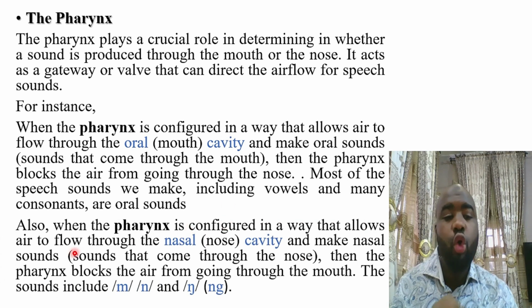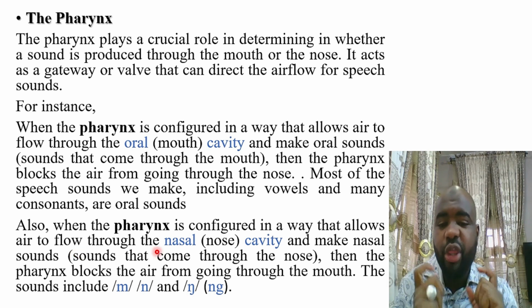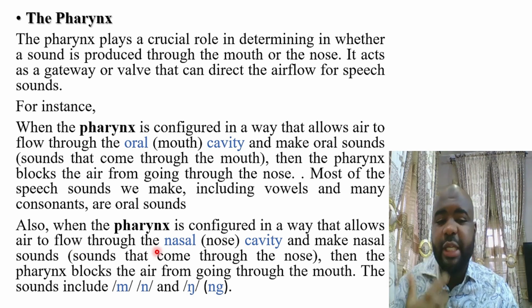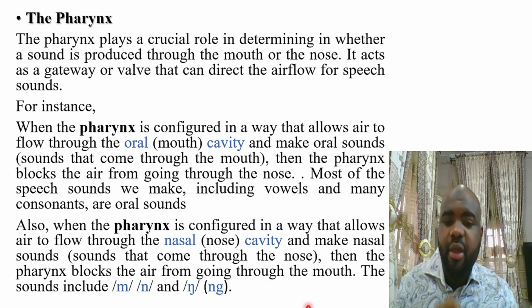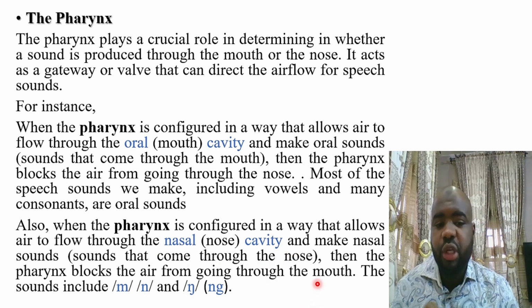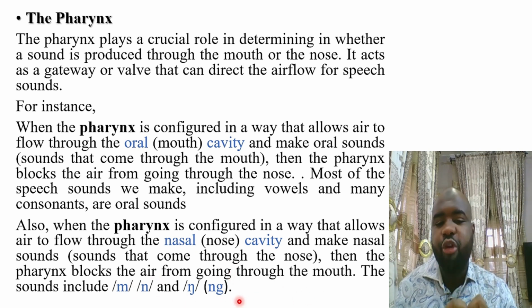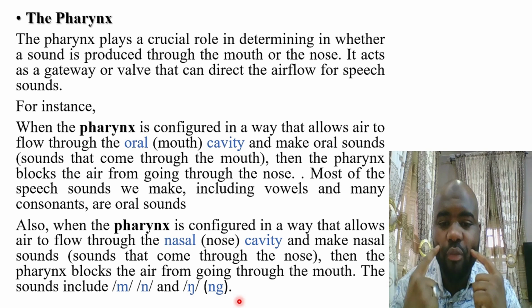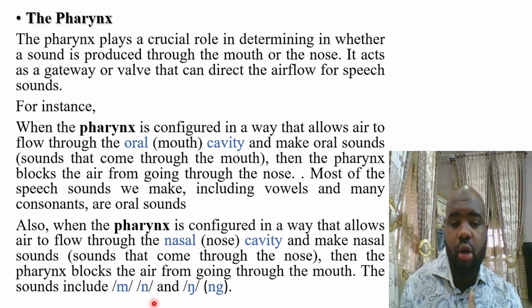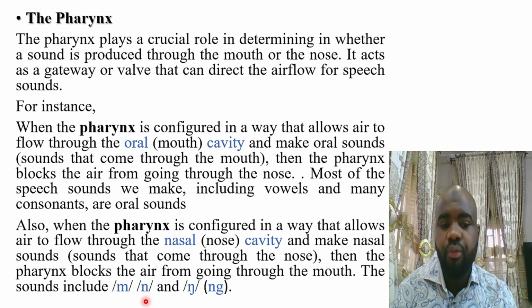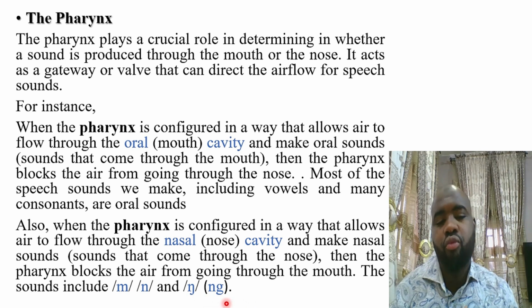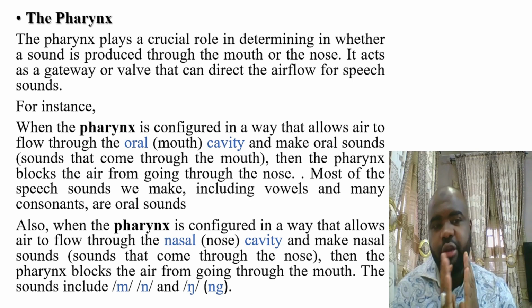Now, when the pharynx is configured in a way that allows air to flow through the nasal cavity, which is the nose, and make nasal sounds that come through the nose, then the pharynx blocks the air from going through the mouth. The sounds include what? Ma sound, na sound, and engma sound. Usually words that end with ng, or that include ng in them. So this is the work of the pharynx.